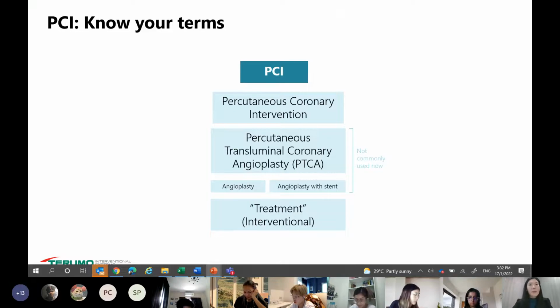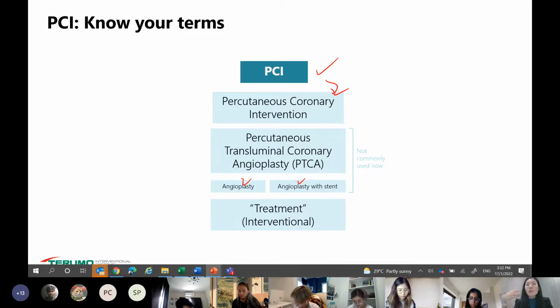Okay, so what I would like to cover is basically PCI. After your doctors decide on the procedure, what you'll hear is let's proceed with PCI, which stands for percutaneous coronary intervention. In the past, it is known as PTCA, or percutaneous transluminal coronary angioplasty, or angioplasty with stent. It is not so commonly used now, but angioplasty is sometimes still used.